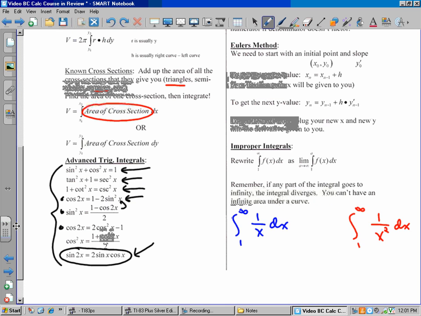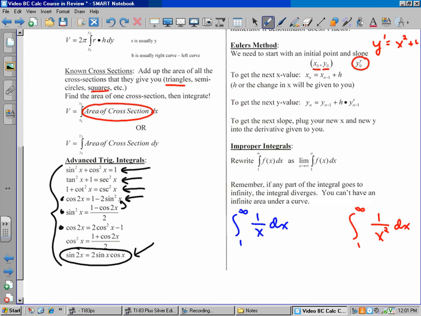Euler's method. Euler's method is kind of important. It seems to come up a lot. You need to start with an initial x value, an initial y value, and some initial slope. They usually give you a formula for the derivative. The derivative equals x squared plus y. So whatever your x coordinate is, you plug in. Whatever your y coordinate is, you plug in, and you get the slope at that particular point.